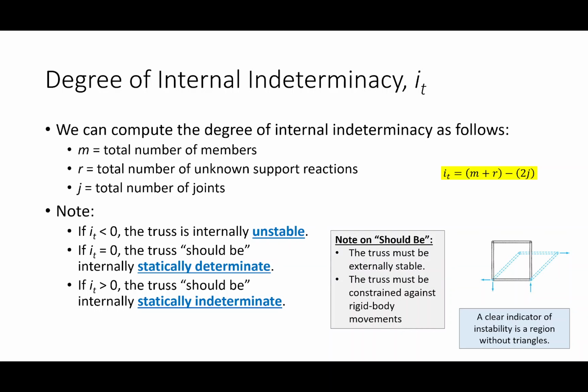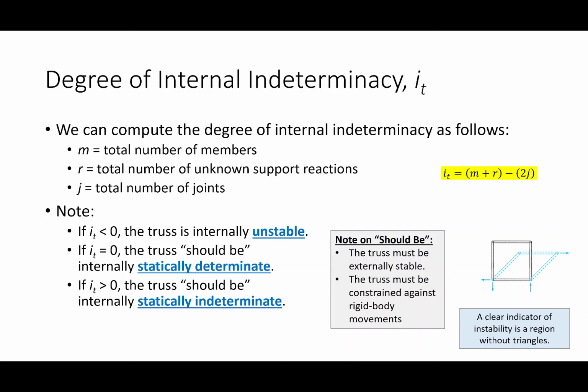The structure is unstable. But really, the biggest note on "should be" is that regardless of what you calculate for I sub t, the truss has to be constrained against what we call rigid body movements. And basically what that means is if you ever have any region in a truss that has a big old open box like that, that tends to mean instability. And we don't really build trusses like this anyways, so it's not really a chief concern in most instances.